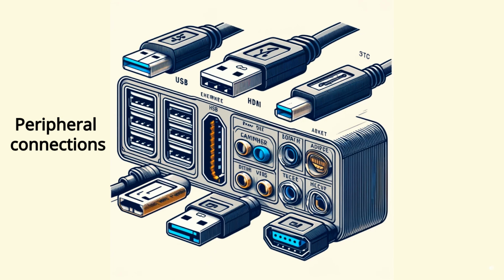Then we have peripheral connections. These are various ports and interfaces on a computer used to connect external devices. Examples include USB ports, HDMI, Ethernet, and audio jacks. These connections allow for the expansion of a computer's capabilities by adding additional hardware.